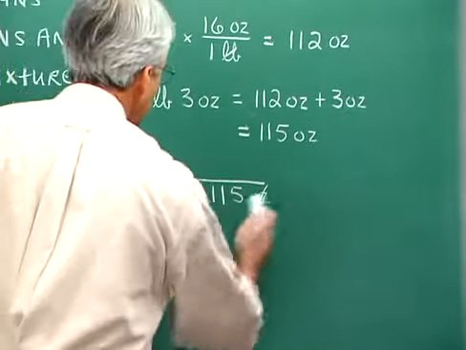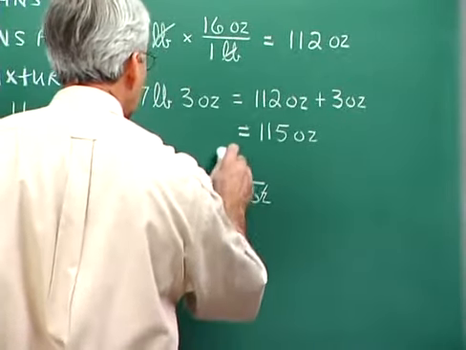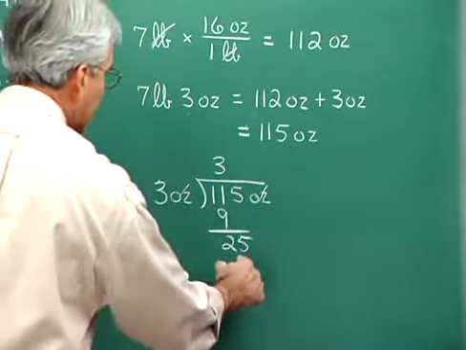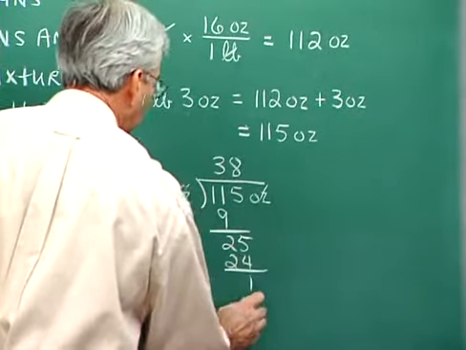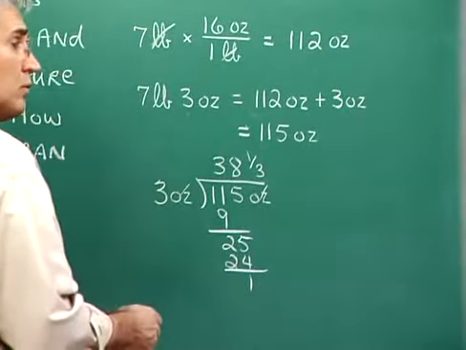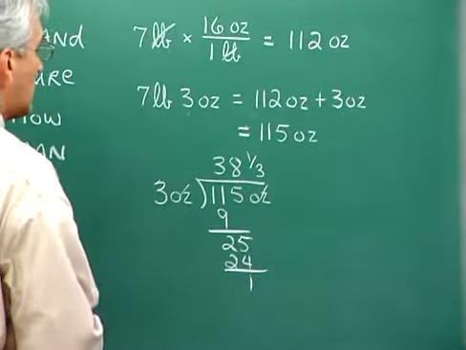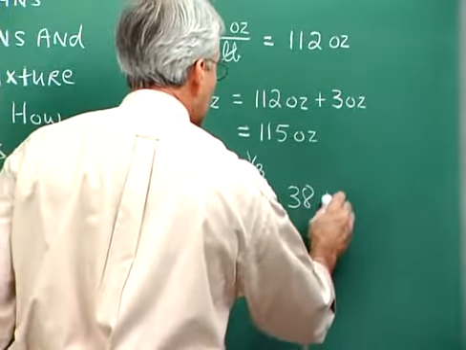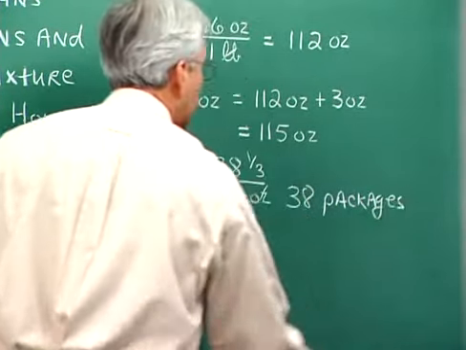So we're dividing here, and well, let's see, 3 into 11 goes 3 times 3, 9, subtract, I get 2. 3 into 25 goes 8, 8 times 3, 24, subtract, I get 1, so it's 38 1/3 packages. But she wants to know how many whole packages she can achieve out of this amount of bran, so the answer then would be 38 packages.